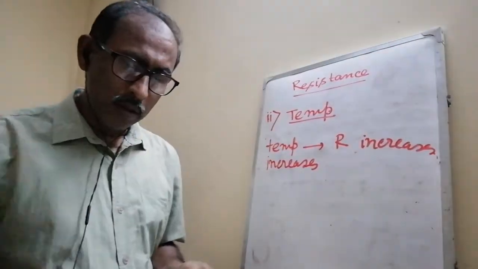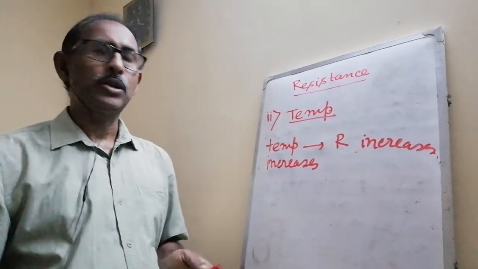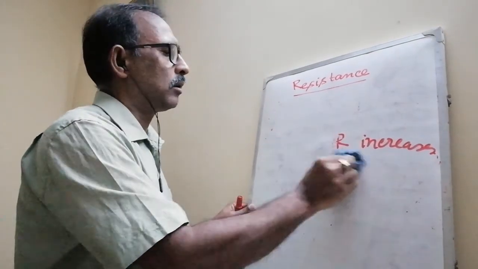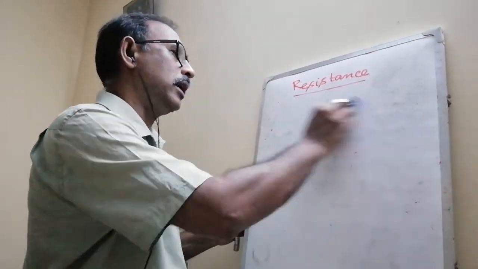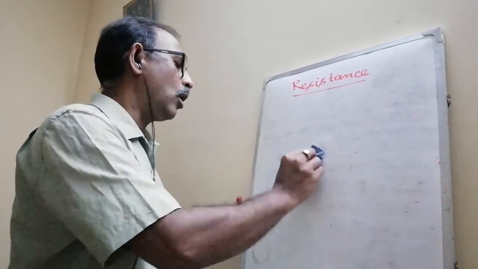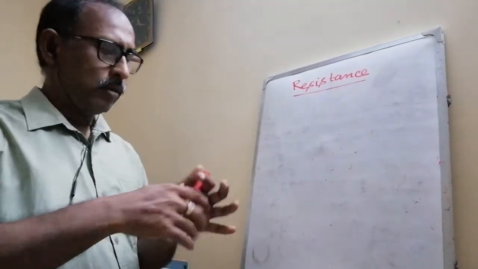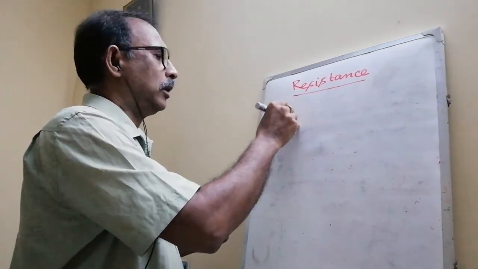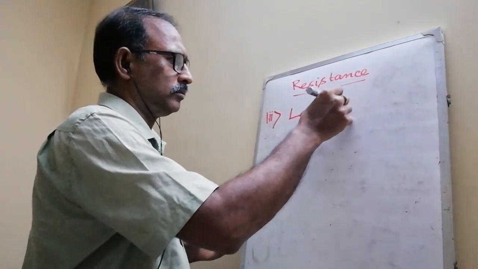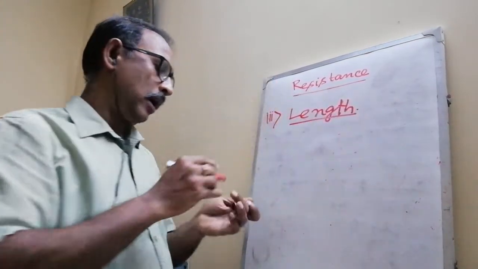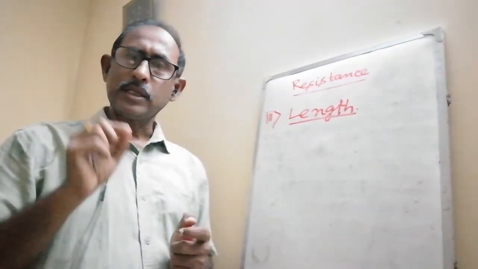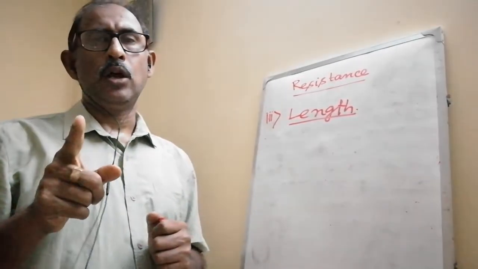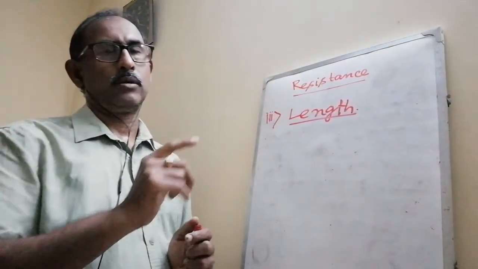Now the third point. What is the third point? The third point is the length of the conductor. The resistance of a conductor depends on the length of it. Say here the number 3, length of the conductor. Here the resistance of the conductor is directly proportional to the length of the conductor.